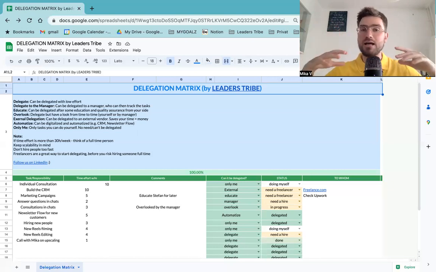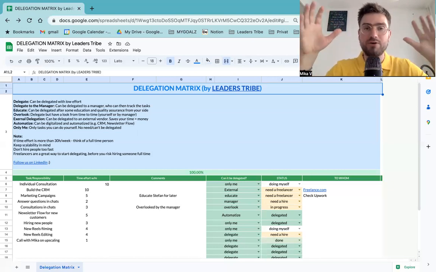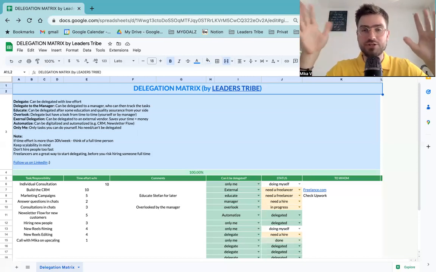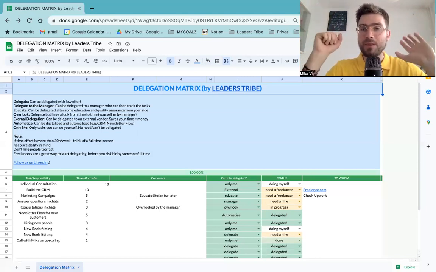You don't need to hire a website builder, UX designer, or whatever. They're just doing it for you, an external agency or just a freelancer on Upwork. So it's a good one to quickly delegate something that you're actually not so good at.